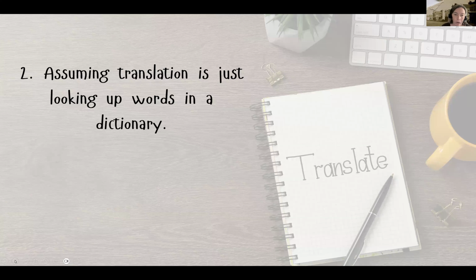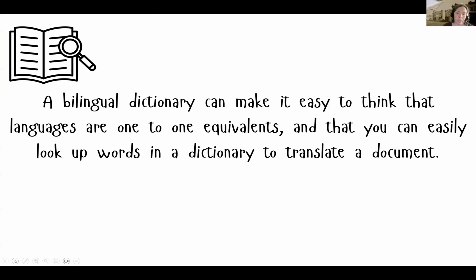Second common mistake, I see this one all the time. Assuming that translation is just like looking up words in a dictionary. This actually has a lot to do with how bilingual dictionaries are formatted. If you've ever used a bilingual dictionary, it looks like you can use a dictionary to take one word in one language and look up an equivalent in the other. It makes people think that you can actually easily look up words and translate a whole document that way. What they don't realize is that bilingual dictionaries only give you a certain percentage of the meanings for a specific word.